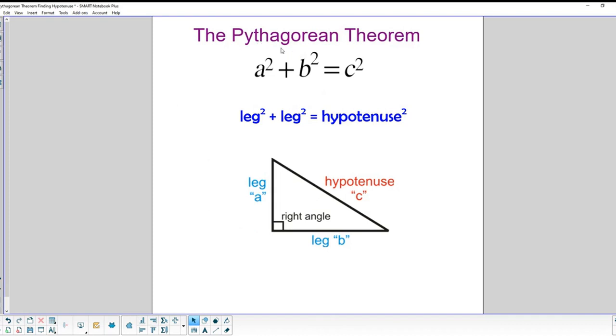So according to a famous mathematician named Pythagoras, if you take the side lengths of A and B and square them, or basically multiply them by themselves, and then add those two numbers together, they will equal the length of the hypotenuse also squared. So we like to say a squared plus b squared equals c squared, or leg squared plus leg squared equals hypotenuse squared. Today we're going to give you the lengths of A and B, and you're going to be calculating the length of C.